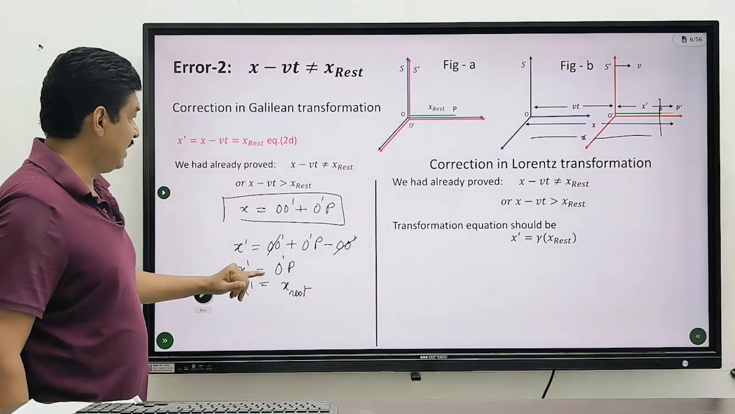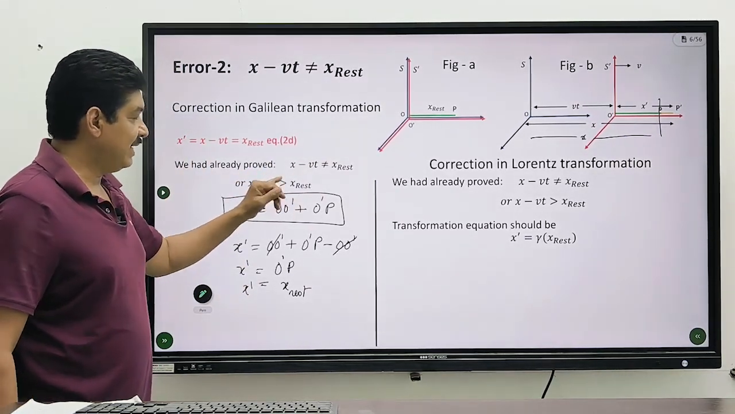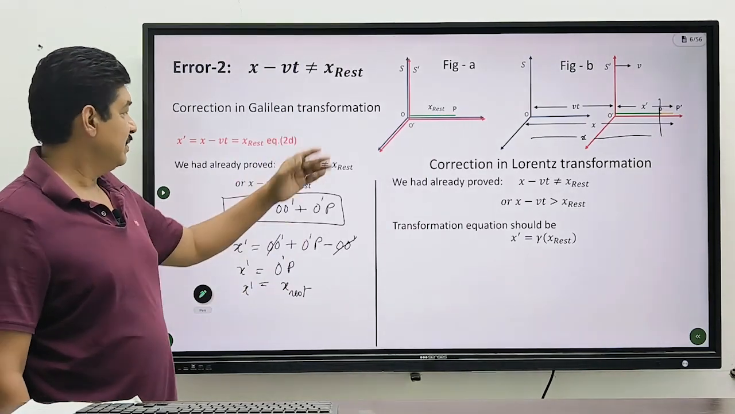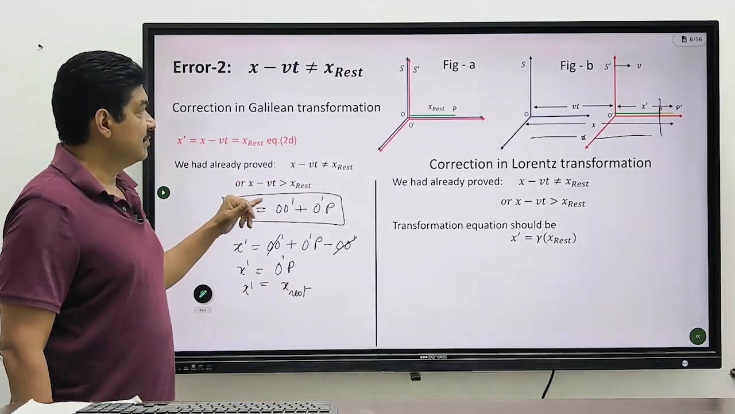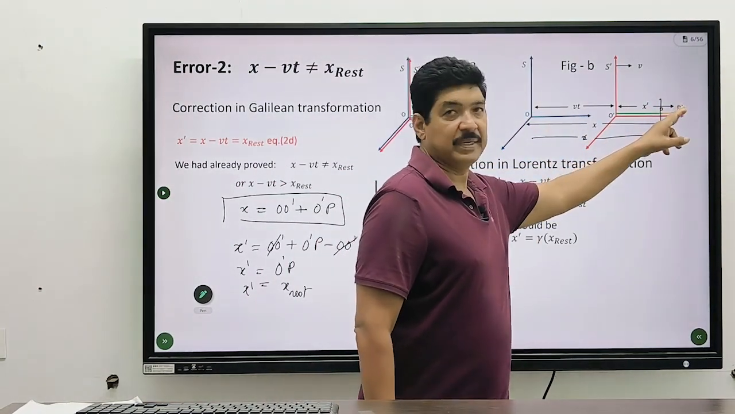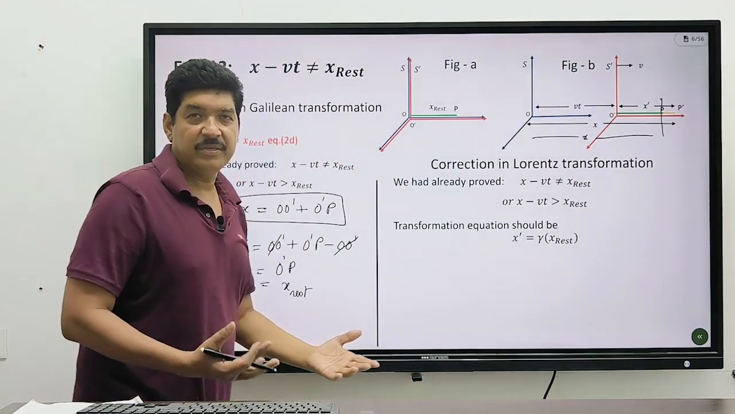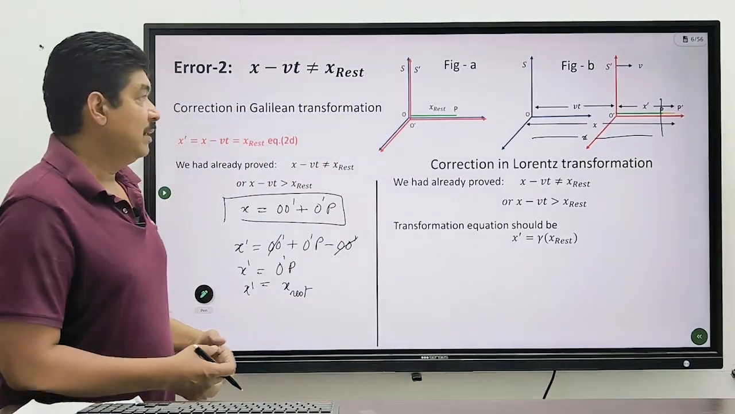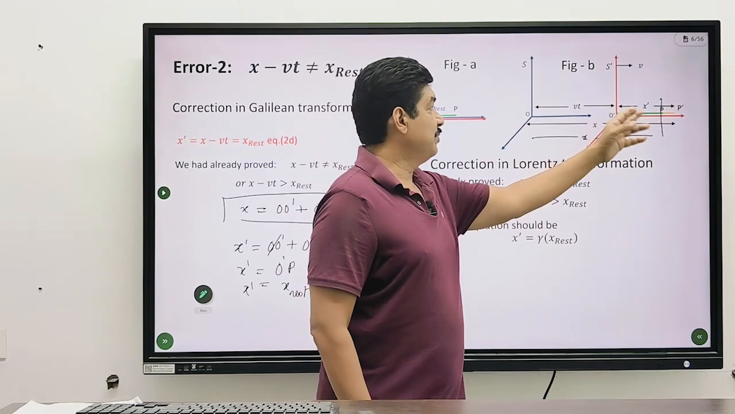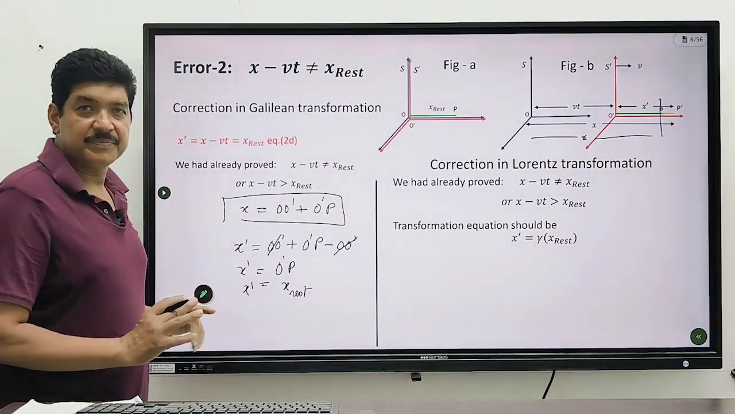So I propose that instead of x minus Vt, we should write x rest. Finish. And take the value of x from O to P, not O to P prime, only from O to P. We can theoretically take this, no practical probe is required. Then this will become a right equation. Now next.